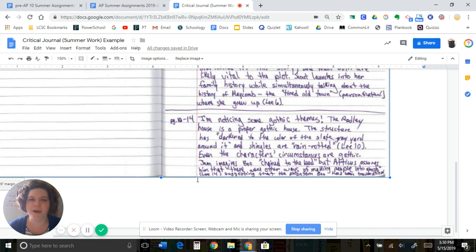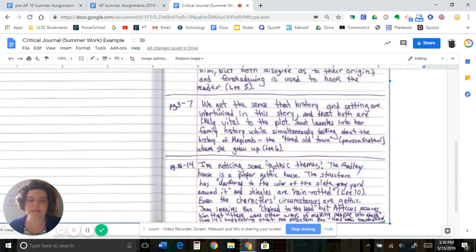The Radley house is a proper Gothic house. The structure has, quote, darkened to the color of the slate gray yard around it, and shingles are, quote, rain rotted. I got my citation. Even the characters' circumstances are Gothic. Jim imagines Boo chained to the bed, but Atticus assures him that there were other ways of making people into ghosts. Another quote. Suggesting that the phantom Boo has been traumatized. So looking at themes, but also making some assumptions, some guesses about the text.